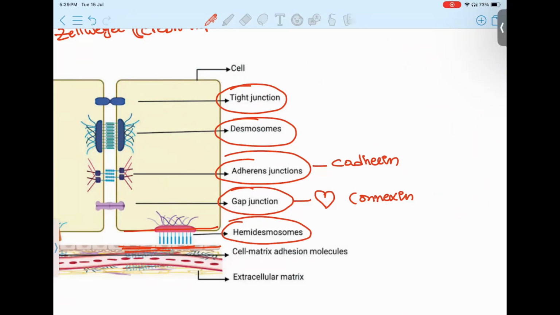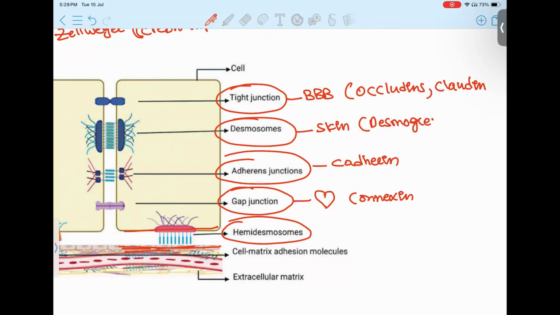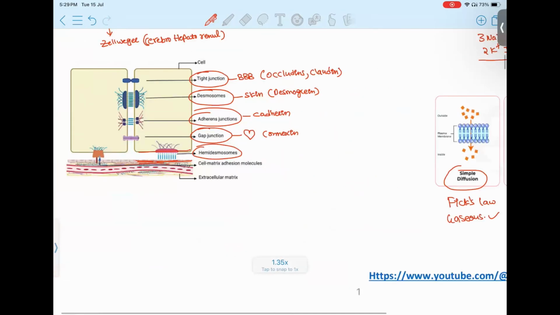Tight junctions are seen in your blood-brain barrier, and we can remember them easily by the names occludin or claudin, because there is no gap in between. And the desmosomes are commonly present in your skin surfaces, where you have desmoglein or desmocollin. Okay, these are present in the skin region. So this is what your gap junctions are.